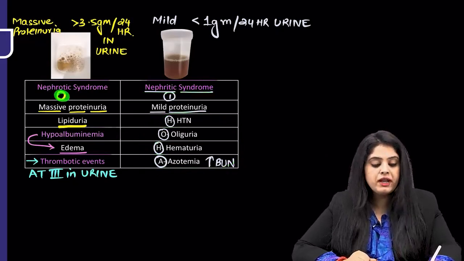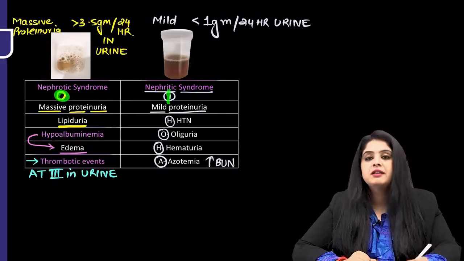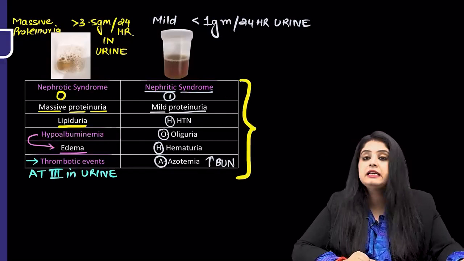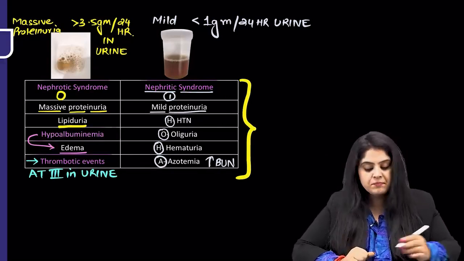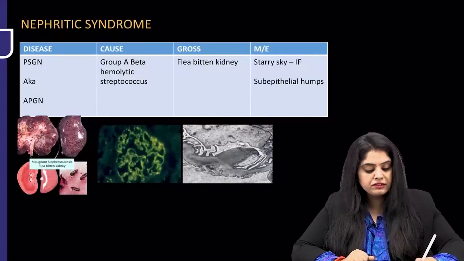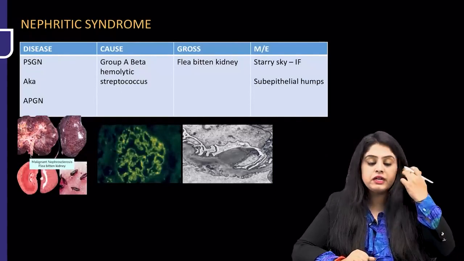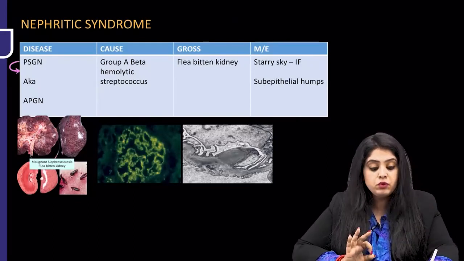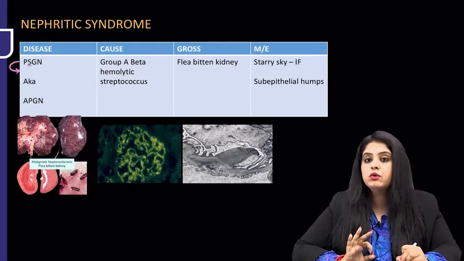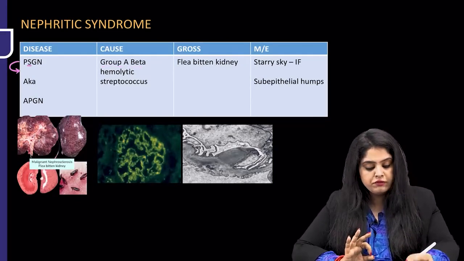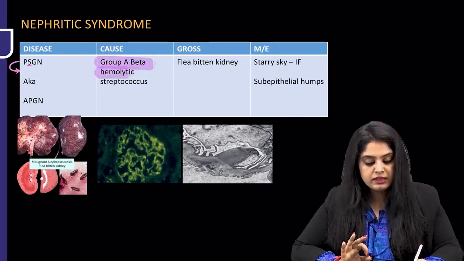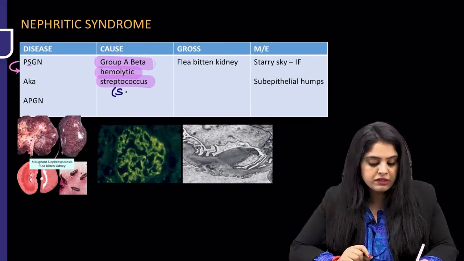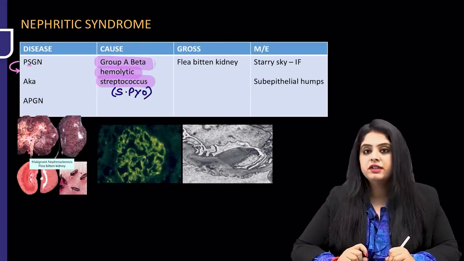In nephrotic we have "oh my god" type of proteinuria. In nephritic we have little proteinuria. So my first thing is that I'm starting with the nephritic syndromes. Little ones. Under nephritic syndromes, the first one that you have to study is post-streptococcal glomerulonephritis. So what did streptococcal tell you? That it is because of group A beta hemolytic streptococcus. Which streptococcus is this? Group A beta hemolytic streptococcus is Streptococcus pyogenes, right?